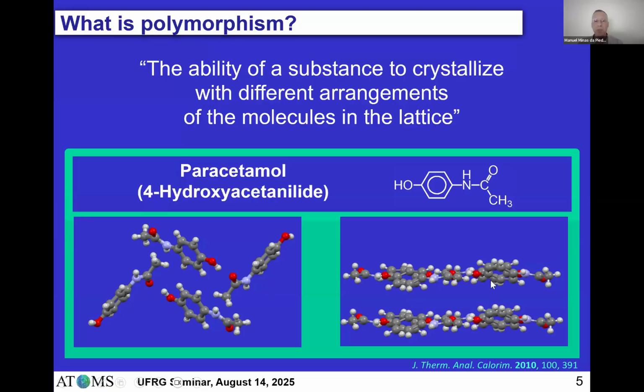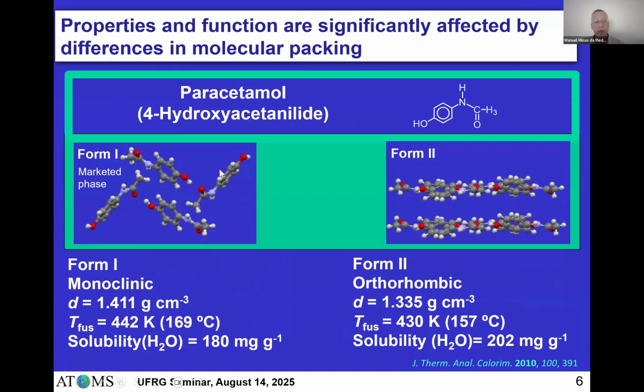Now, why is this important? Take, for example, this, which is normally called Form 1. It's normally the market phase of paracetamol. It's monoclinic. The density is about 1.4 grams per cubic centimeter. The melting point is 169 Celsius, and the solubility is 180 milligrams per gram, in this case, in water.